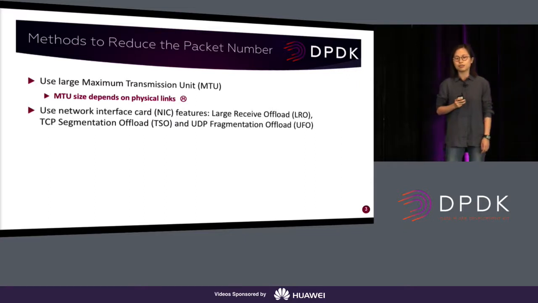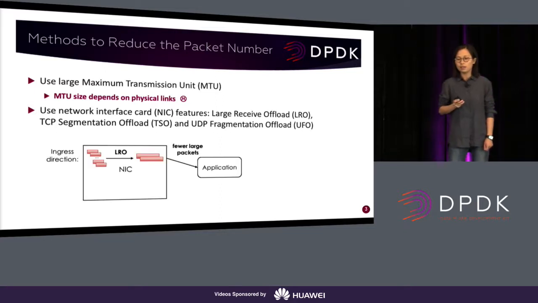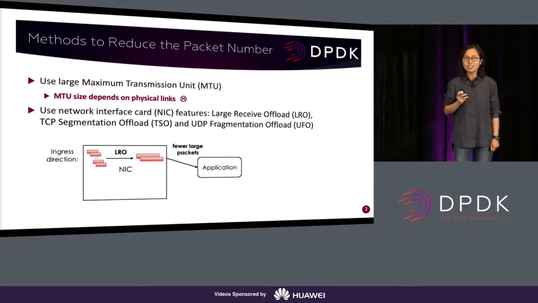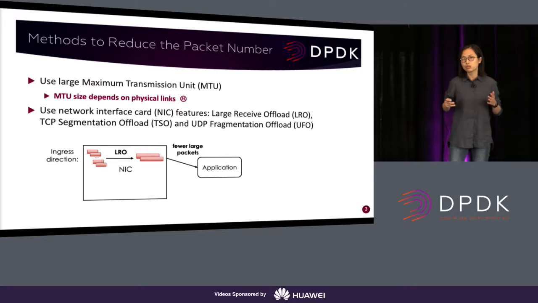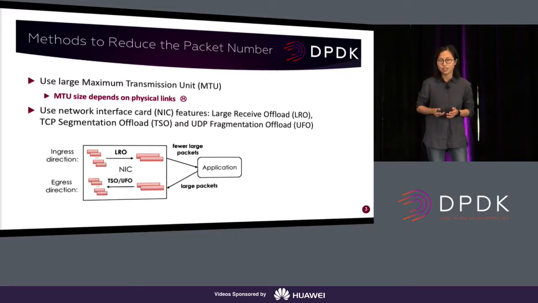And the second method, we can leverage NIC features: Large Receive Offload, TCP Segmentation Offload, and UDP Segmentation Offload. Let me show you how these three features work. As you can see, in the ingress direction, LRO can merge small received packets into fewer large packets, and the link can deliver these fewer larger packets to the application. And in the egress direction, applications can directly pass the large packets to the NIC, and TSO and UFO are in charge of splitting them into smaller ones to meet the MTU demand.